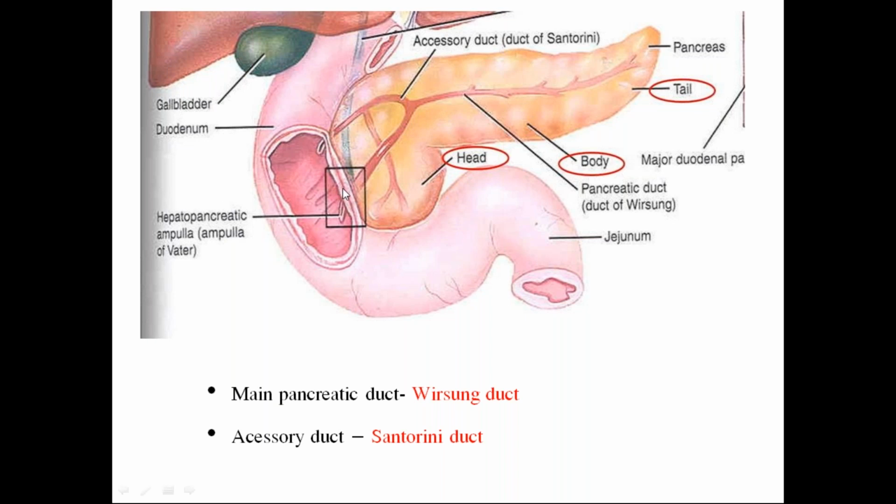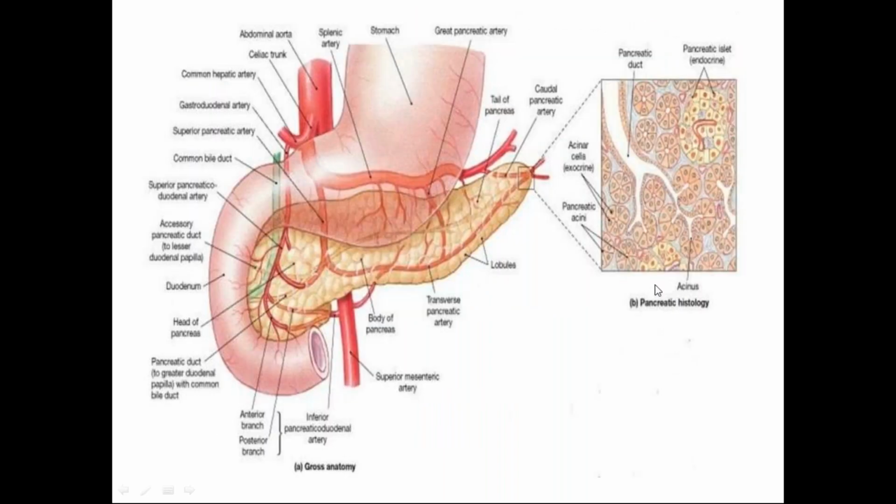If you open it, there will be a T-shaped appearance of drainage at the major pancreaticoduodenal papilla. The gastroduodenal artery gives rise to the superior, anterosuperior, and posterosuperior pancreaticoduodenal arteries.